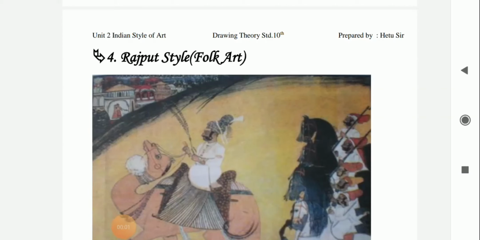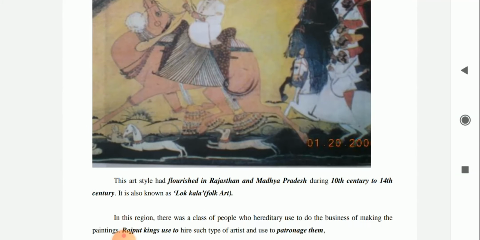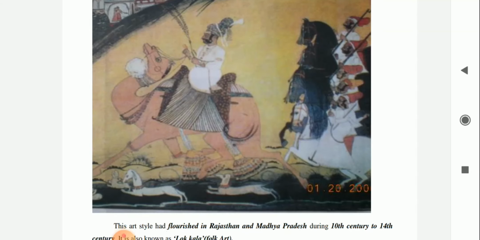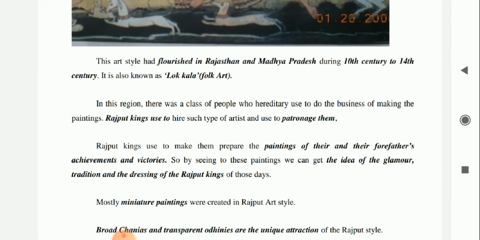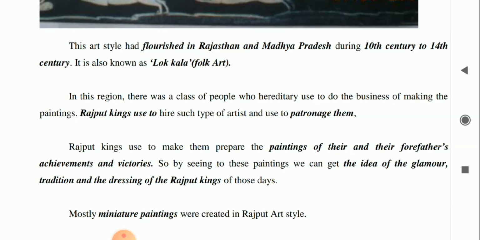Now we come to the next style of art, and that is Rajput style. It's also known as folk art, Lok Kala. Here you can see the painting of Rajput style of art. If you go to visit the palaces of Rajasthan side, then there you will see the miniature paintings which are known as the paintings of Rajput style of art.